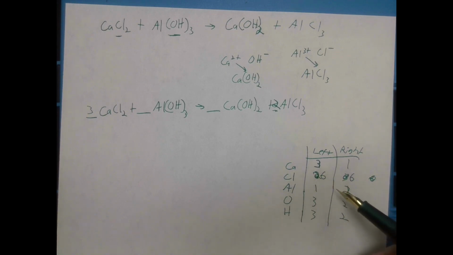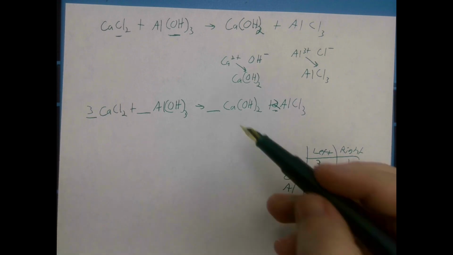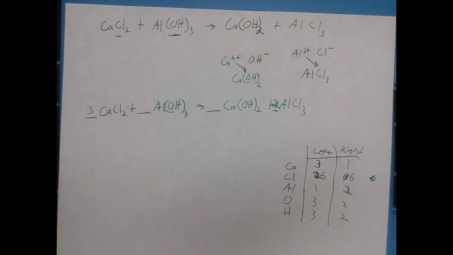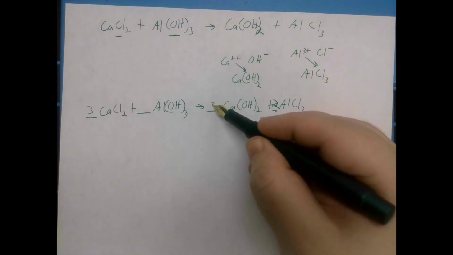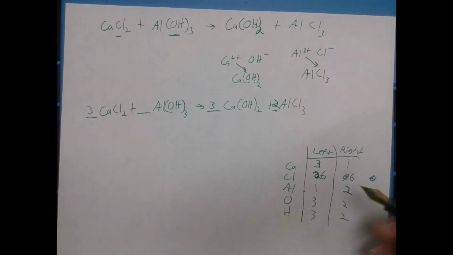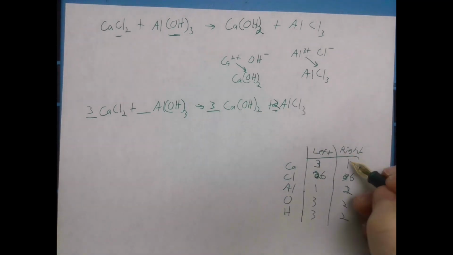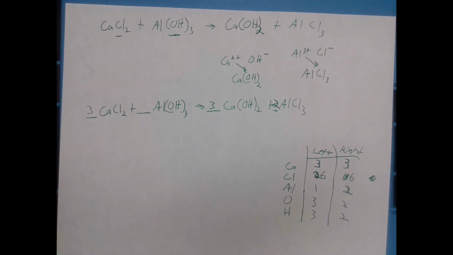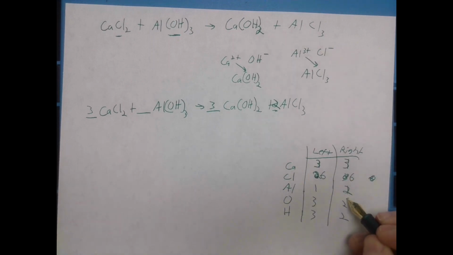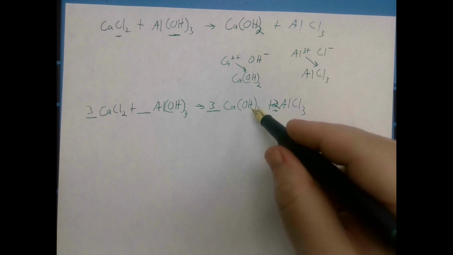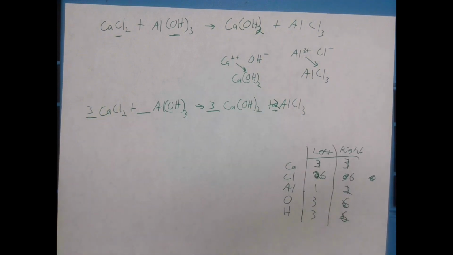So now chlorine is the only thing matching up. Well, I know I need 3 calcium, so I would just guess I'm going to come over here and put 3 here and check. So now this has 3 calcium. 3 times 2 will give me 6 oxygen. And 3 times 2 hydrogen gives me 6 here.